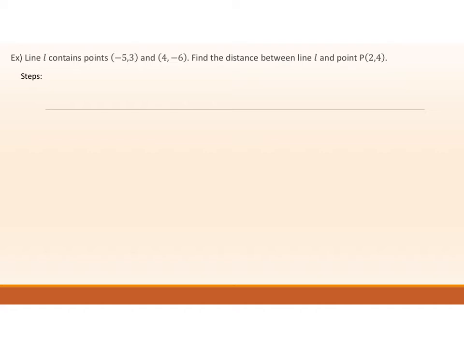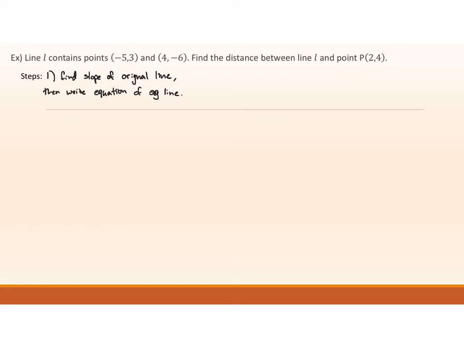Now there are 4 steps to this process. Step number 1 is to find the slope of the original line, and then we need to write the equation of the original line. And yes, I just put OG line.